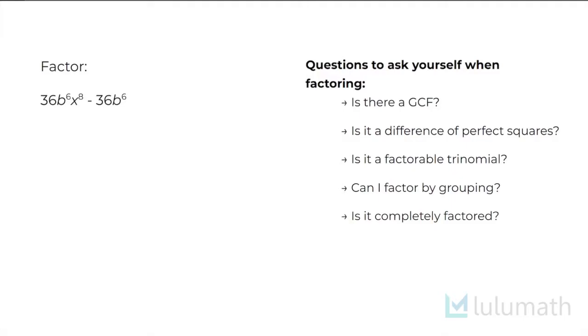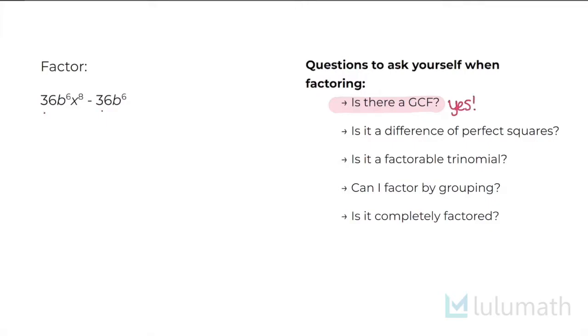Our first example is asking us to factor 36b to the power of 6 x to the power of 8 minus 36b to the power of 6. Now, don't forget there's a list of questions that you're always going to want to ask yourself whenever you are factoring completely. Our first question is, is there a GCF? Looking at both of my terms here, I can see that they have a 36 in common and they have b's in common. So the answer to this question is yes, there is a GCF.